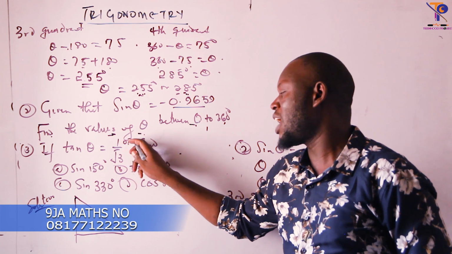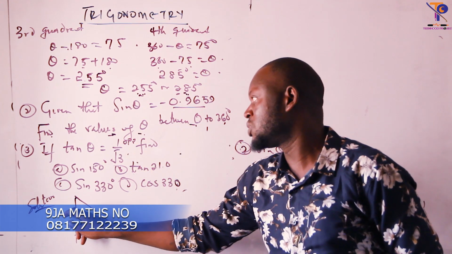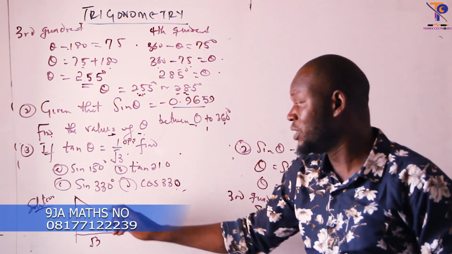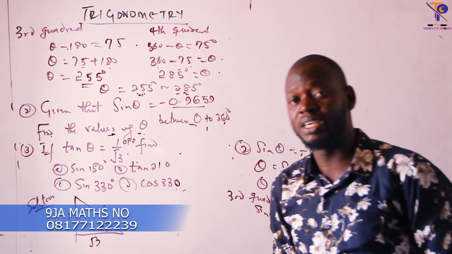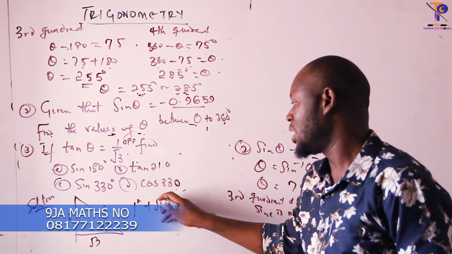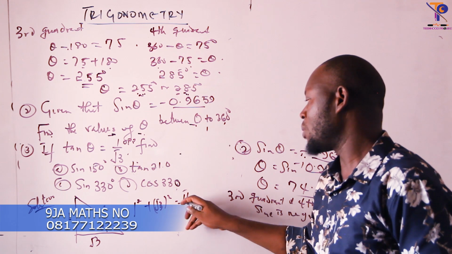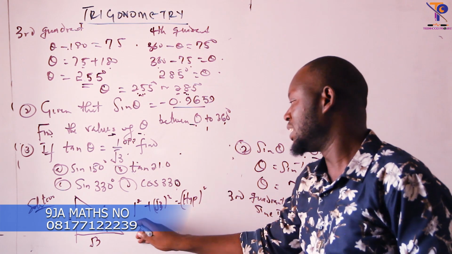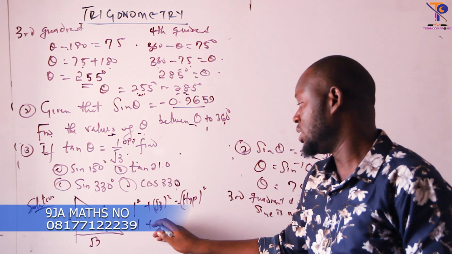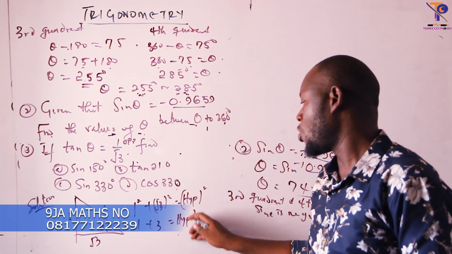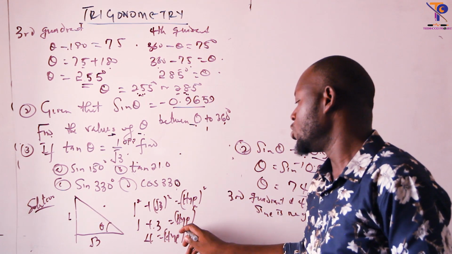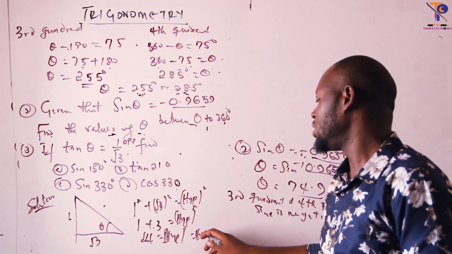Tan is opposite over adjacent. So if it's our theta, then this is opposite, which is 1, and our adjacent, which is √3. From our special angles, we know this is 2 by Pythagoras, but let us not risk it. Let us solve it. So this is 1 square plus √3 square, which is equal to hypotenuse square. 1 square is 1. √3 square, that is √3 times √3, that is √9, that is 3. So 1 plus 3, that is 4, is equal to hypotenuse square. If you root the two sides, our hypotenuse is equal to 2.